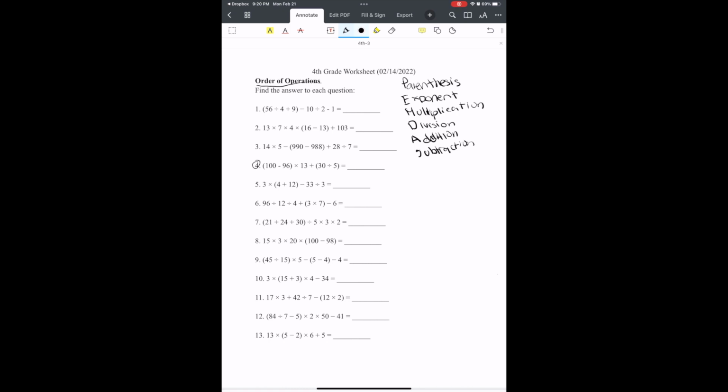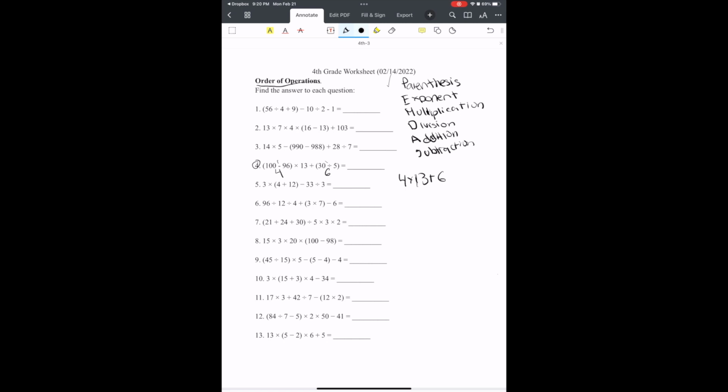So basically, what is the first thing we see? We see 2 parentheses. Since we know parentheses is first, we start with 100 minus 96, which is 4. And we do this one, 30 divided by 5, which is 6. So now our equation is 4 times 13 plus 6.